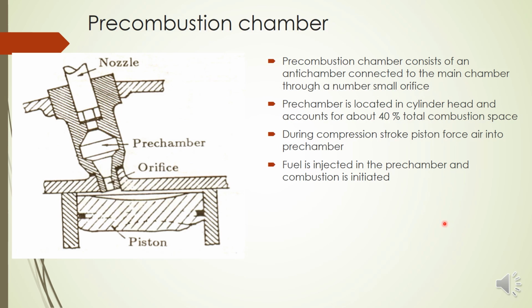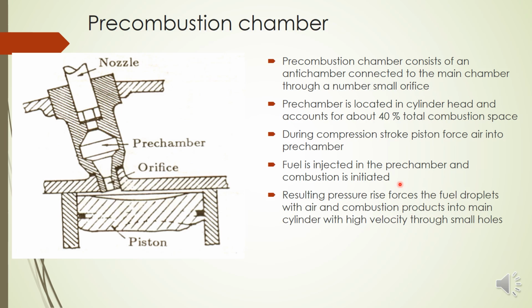So we initiate combustion in the pre-chamber, which results in a high pressure rise and forces the fuel droplets with air and combustion products into the main cylinder with high velocity through the small orifice or holes. So we are providing an orifice here. This pressure will push the air and fuel with some of the combustion products into the main combustion chamber with very high velocity, and that will help to generate a swirl in the main combustion chamber.